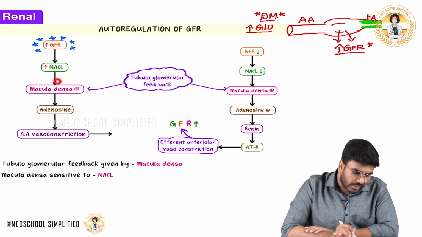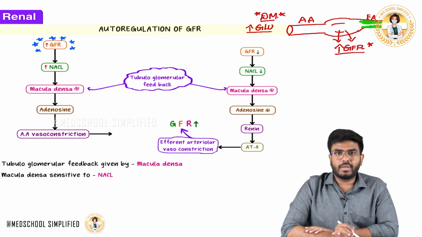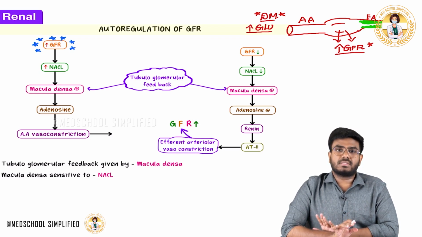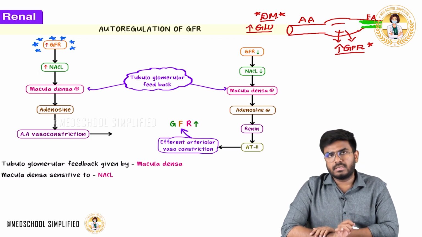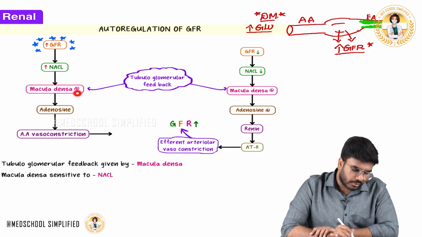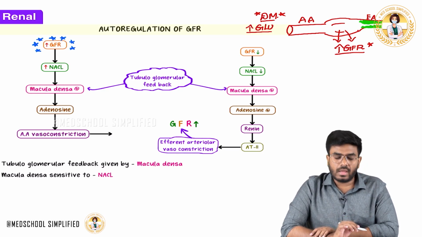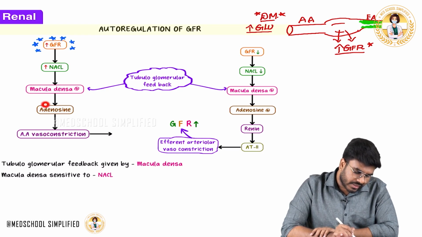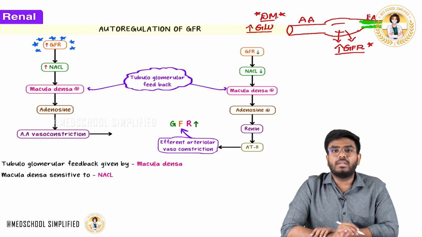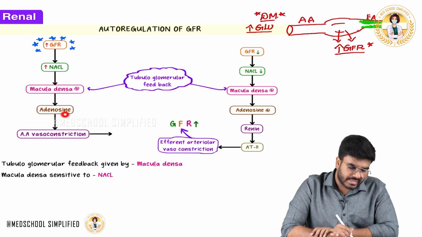If more sodium is coming to the macula densa, now macula densa understood: yes, GFR is increased. Now, what is this macula densa going to do? It has to decrease the GFR. How will it be done? Now, this macula densa is going to produce a substance called adenosine.